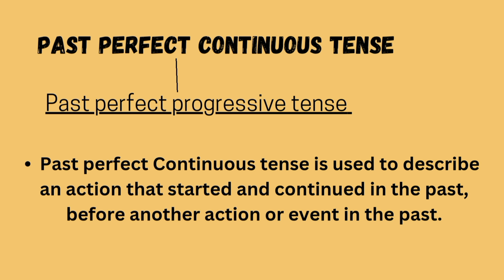Now the question is when to use past perfect continuous tense. It is used to describe an action that started and continued in the past, before another action or event in the past. It means that the past perfect continuous tense is used to talk about something that started in the past and continued in the past, but everything is in the past.